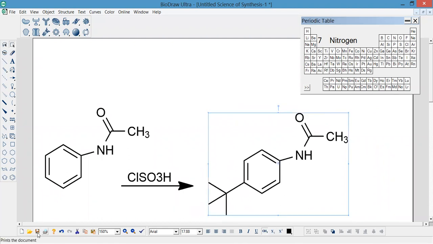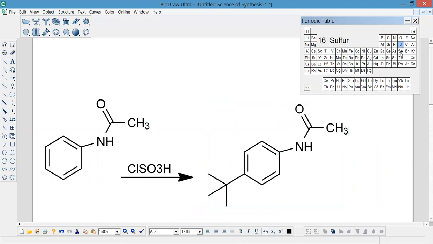Okay, now represented, take a sulfur atom from the periodic table, put it down here at the center. Okay, it is a sulfone group. Now make the necessary arrangement so that it is a double bond. Now take an oxygen atom, put it here to make a sulfone group.